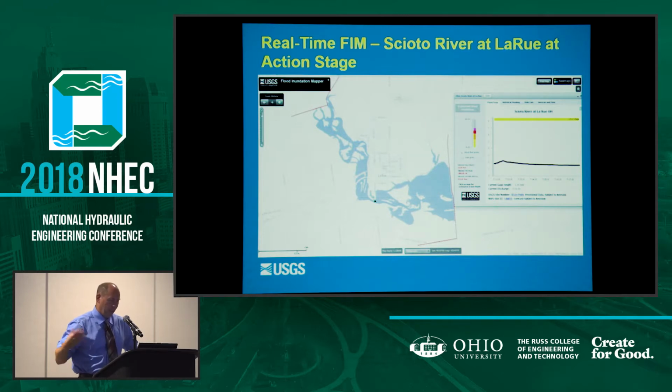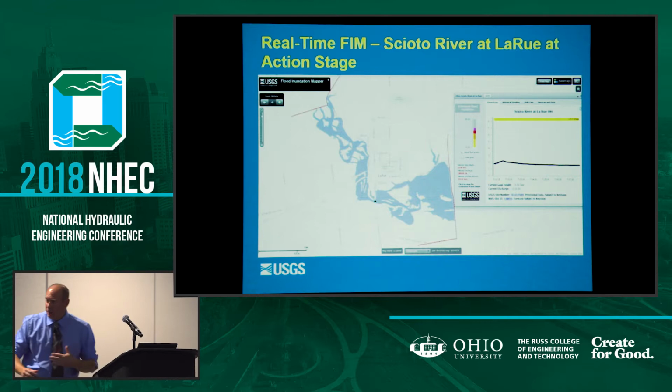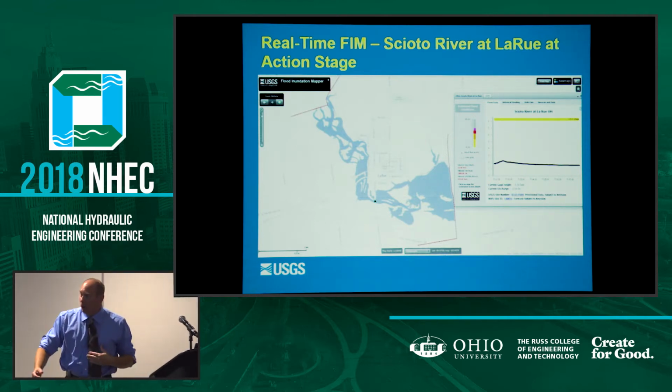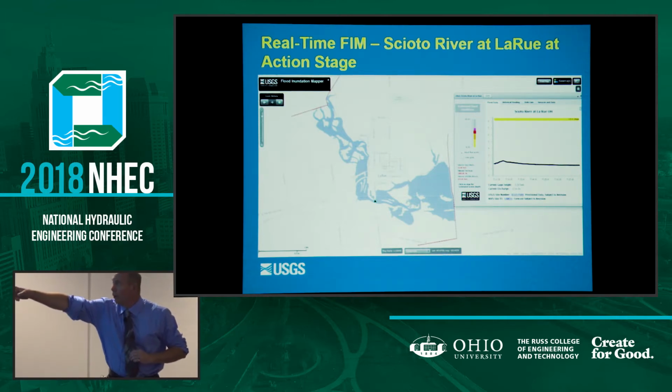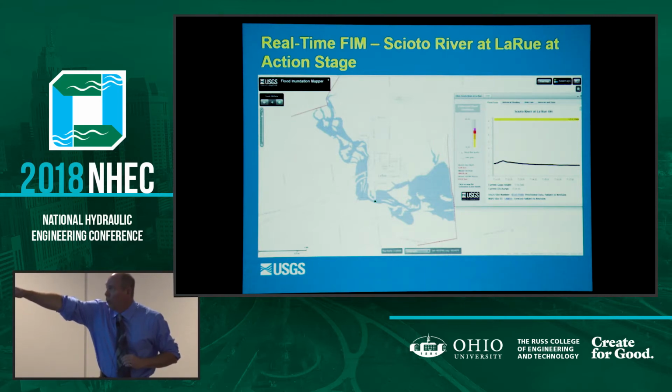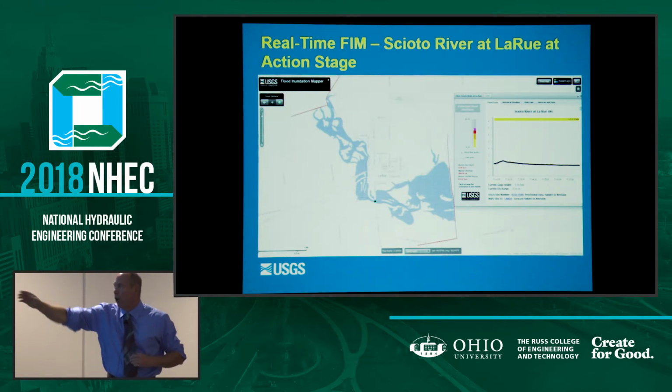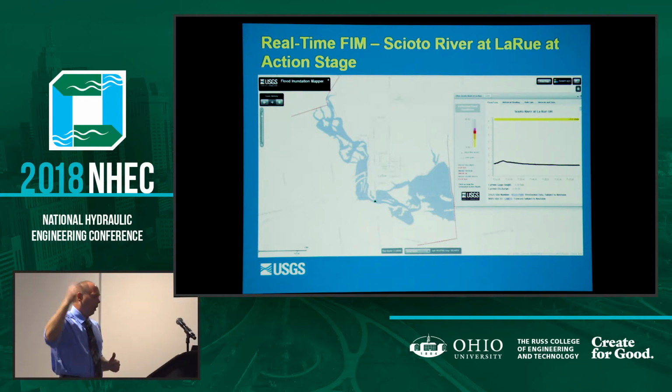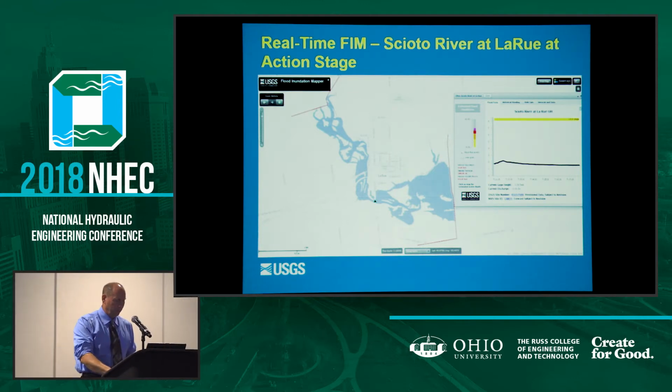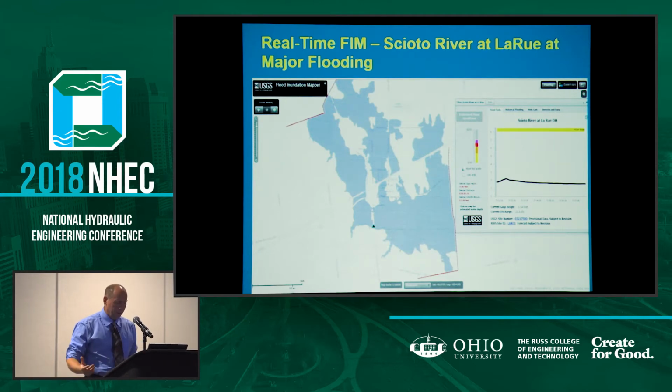So this is an example here. This is real time at Scioto River at LaRue. So at the action stage here, you can get down to the street level in this. On the other chart here, there's a yellow, orange, red, and purple bar. All you've got to do is take your cursor and move it up. So I took the cursor and moved it up for Scioto River LaRue into a major stage flood category, and this is what is displayed here.